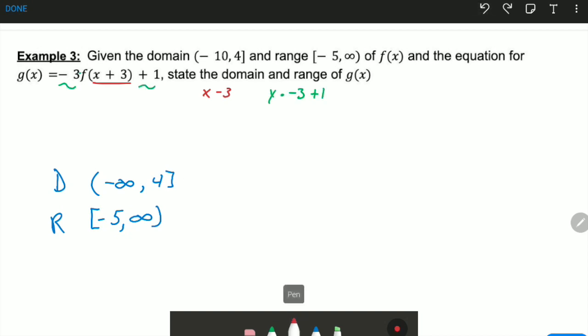So let's start by doing the x values. Remember, this is domain, so these are both x values. We're going to subtract 3 from both of them. Negative infinity minus 3, well, that doesn't really change anything. It's still negative infinity. And 4 minus 3 is 1.